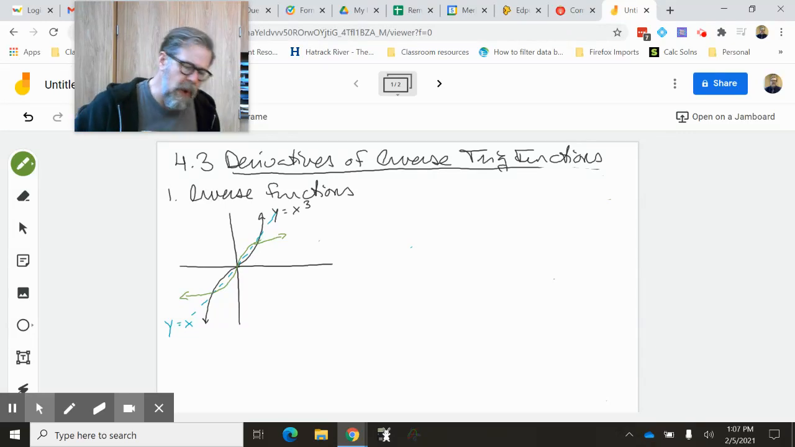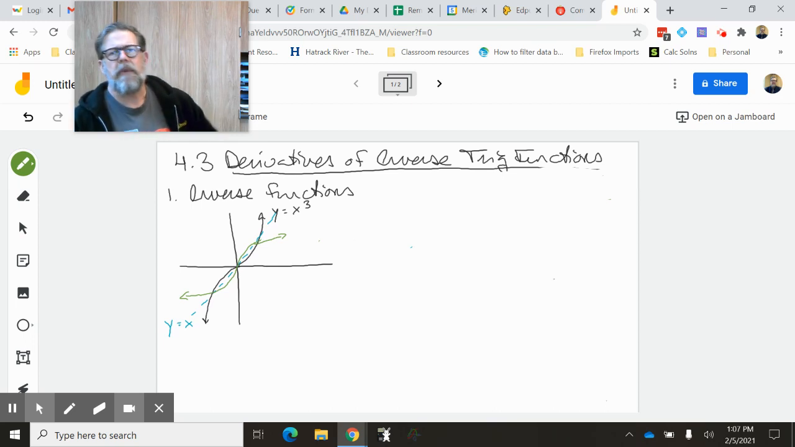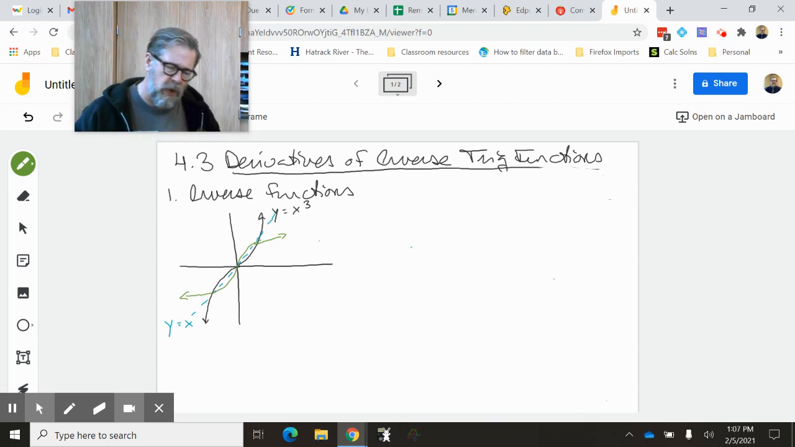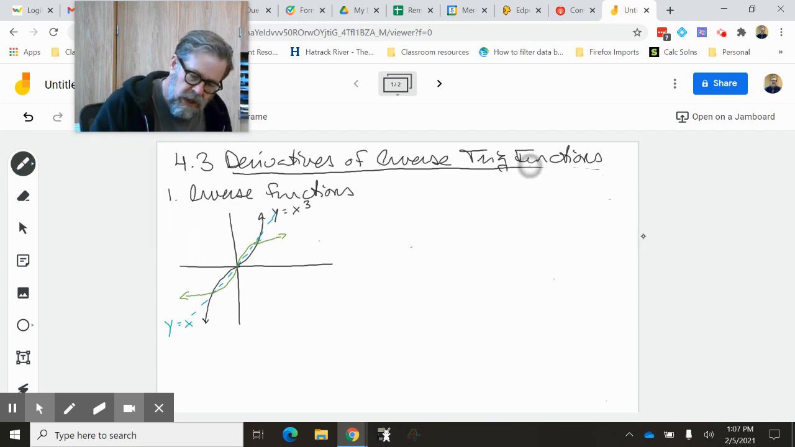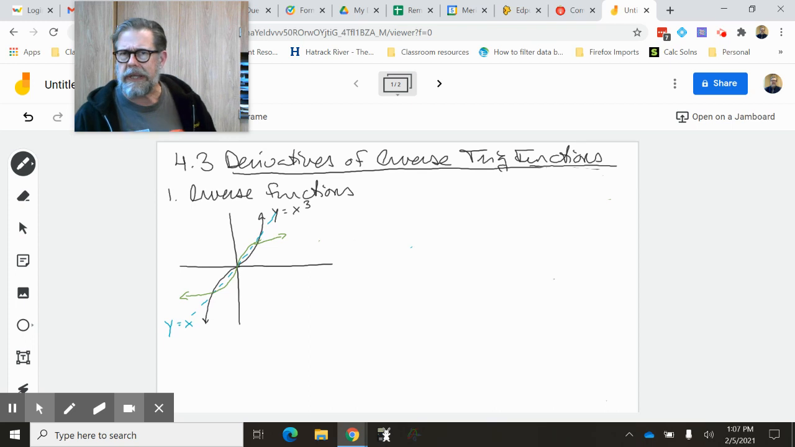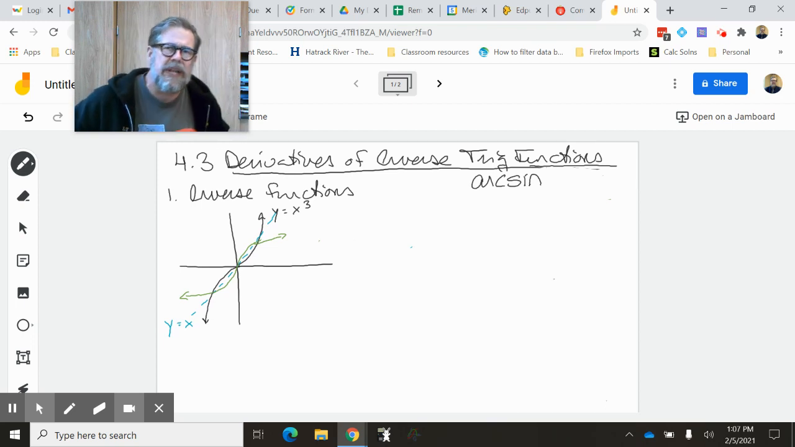All right, welcome to AP Calculus, Chapter 4.3, Derivatives of Inverse Trig Functions. Before we get into the actual inverse trig functions, there's a couple things I want to go over with you. The first one is, very quickly, some notation. Inverse trig: arc sine, arc cosine, arc tangent.